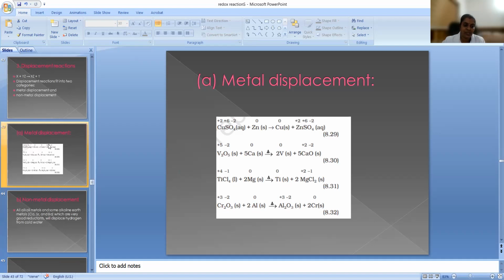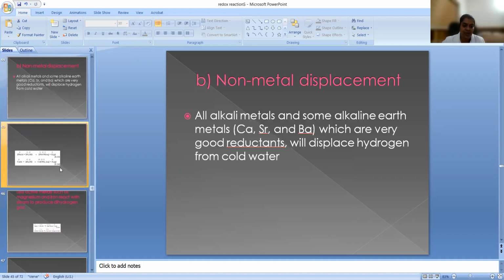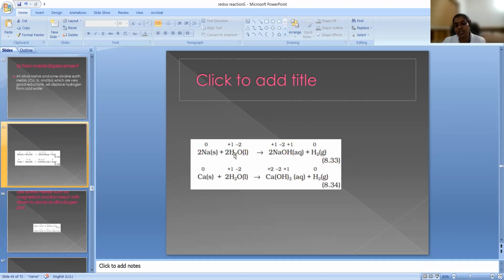Now let us see some reactions of non-metal displacement. That is the reaction of an alkali metal with water. When you put sodium in water, it will liberate hydrogen.